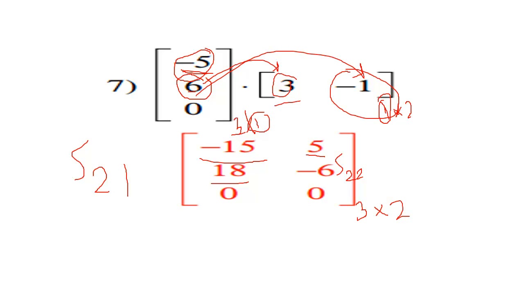So the last row, which is number 3, 0 times 3 equals 0. So that is S31. And 0 times negative 1 is 0, so S32. Okay. So for the next example.